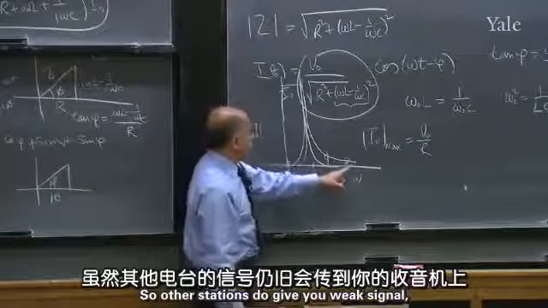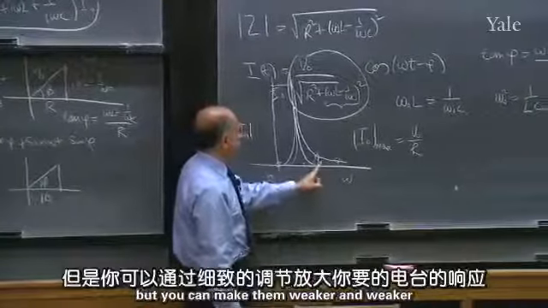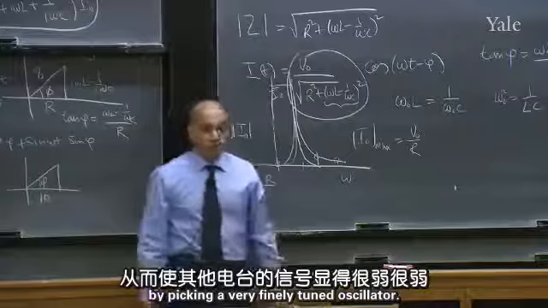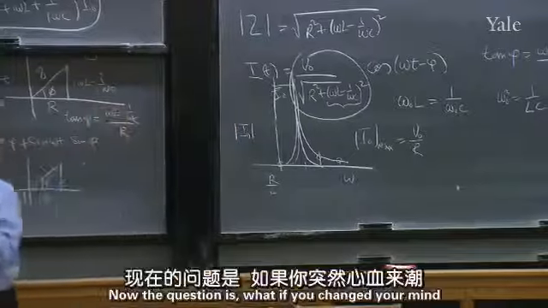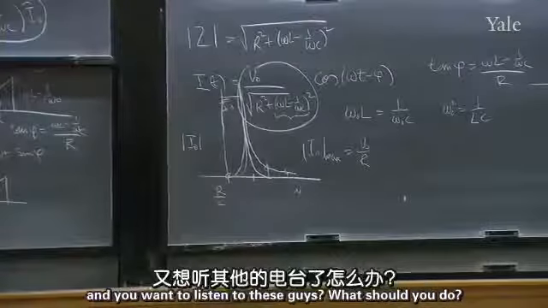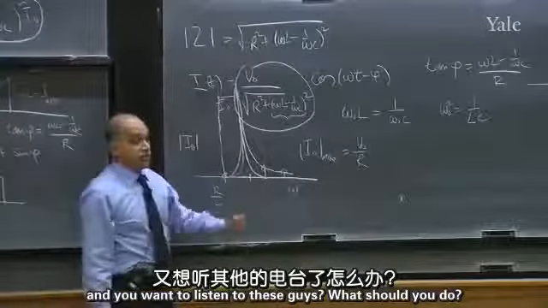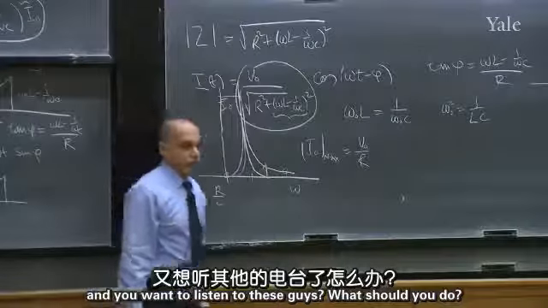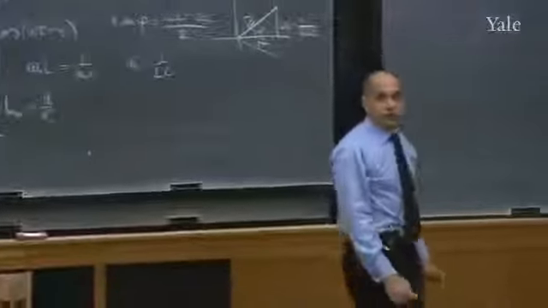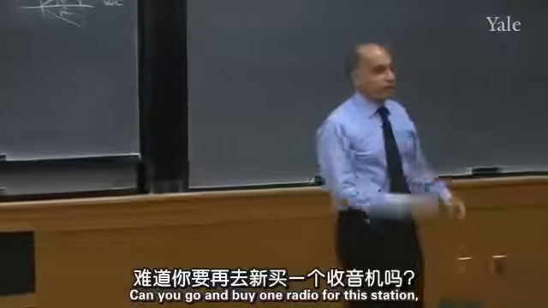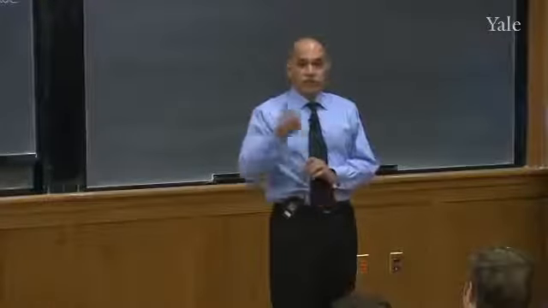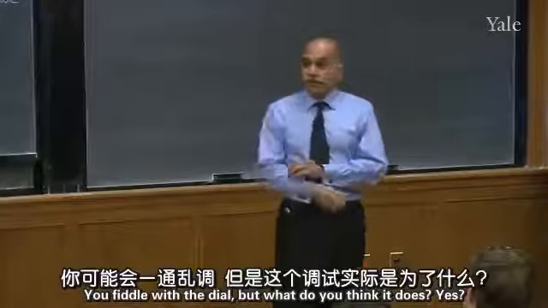So other stations do give you weak signal, but you can make them weaker and weaker by picking a very finely tuned oscillator. Now the question is, what if you want to change? What if you change your mind and you want to listen to these guys? What should you do? Can you go and buy one radio for this station, one radio for that station? You know you do something, right? You fiddle with the dial. But what do you think it does?